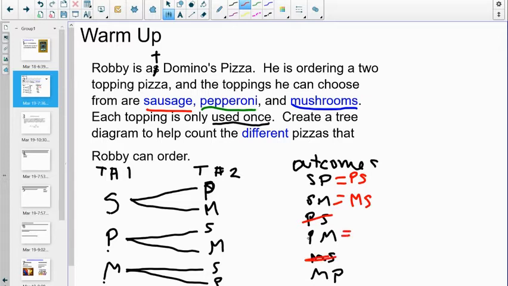And then we have pepperoni mushroom. It's the same thing as mushroom pepperoni. The reason why I'm crossing these out is so we don't have duplicate pizzas. We don't want to overcount the pizzas. So instead of these 6 outcomes that we thought, it's not 6, it's actually these 3. And it might help with this visual I'll draw up here.